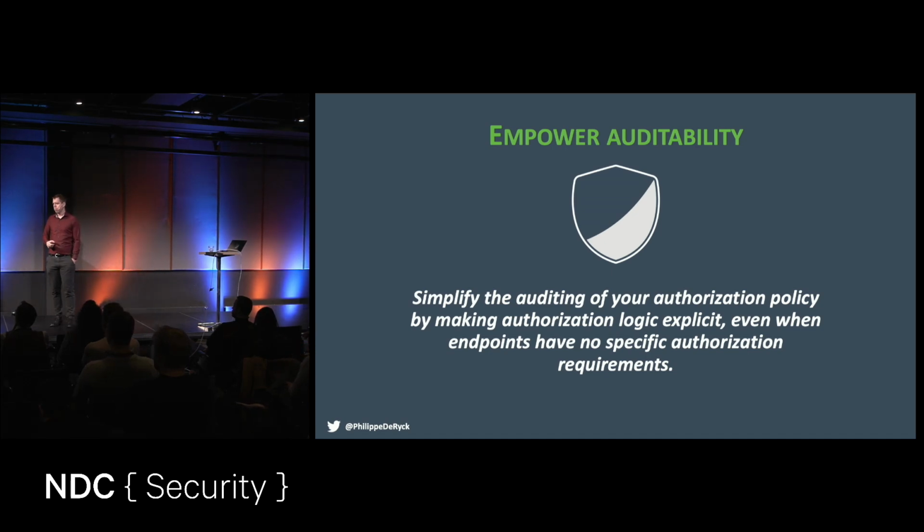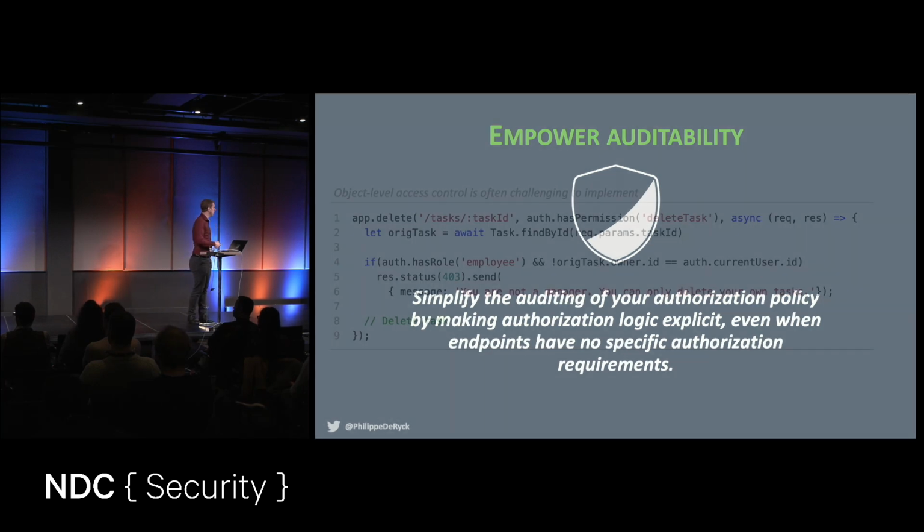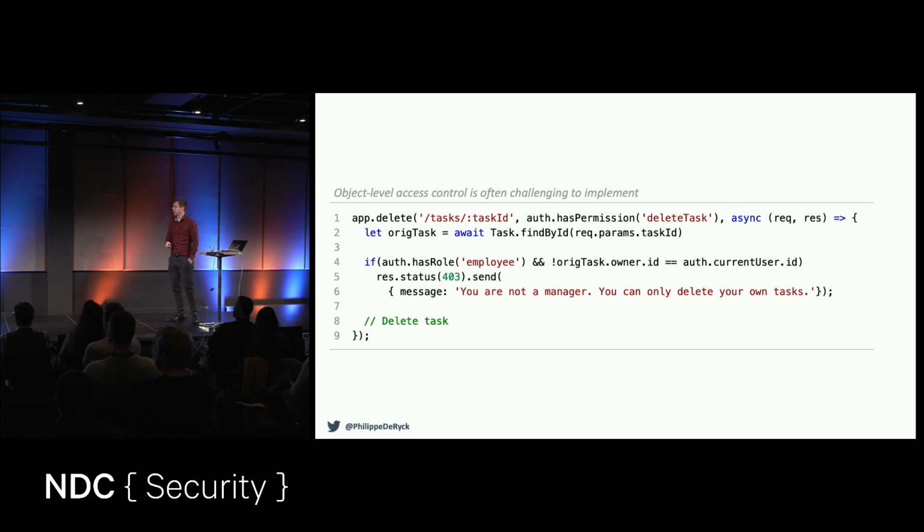What about BOLA, broken object level authorization? Well, if you want to fix that, you'll quickly end up in a place where you really don't want to be. Because it starts looking like this: you have to check permission, delete task. And then you have managers and employees, and a manager can delete all tasks, but employees can only delete their own tasks. So you start to write code like, if the user is an employee, then we have to apply this additional check, and it's going to be a freaking nightmare.